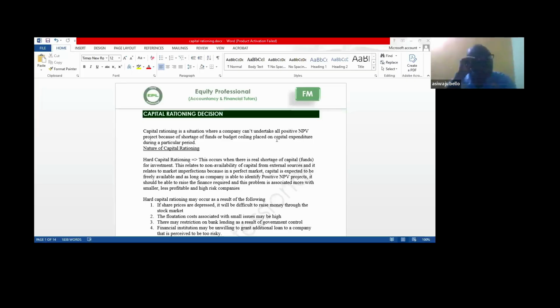So you can define capital rationing as a situation where a company cannot undertake net present value projects because of shortage of funds, or budget ceiling placed on capital expenditure.